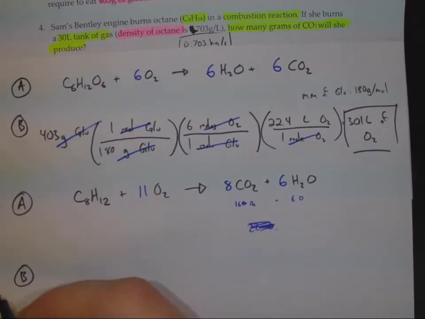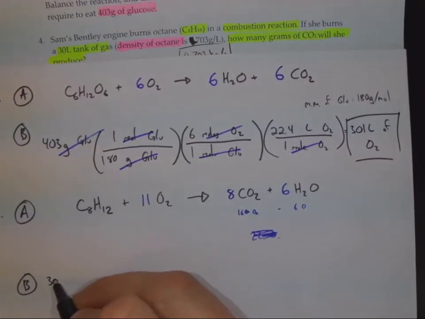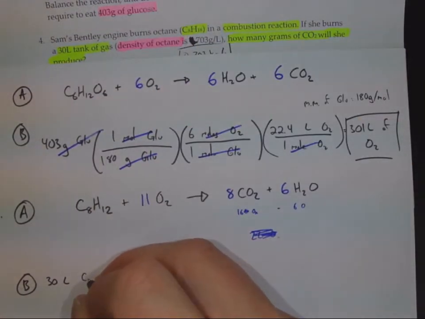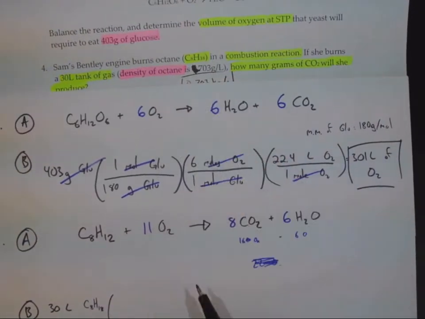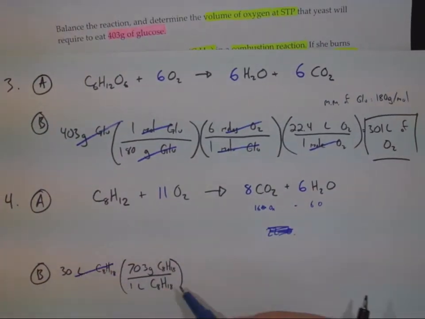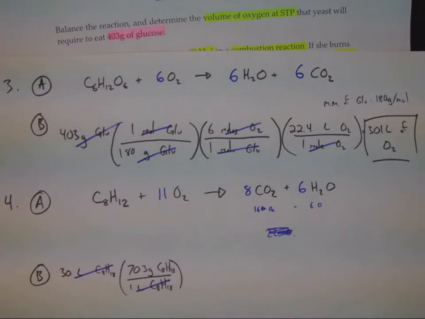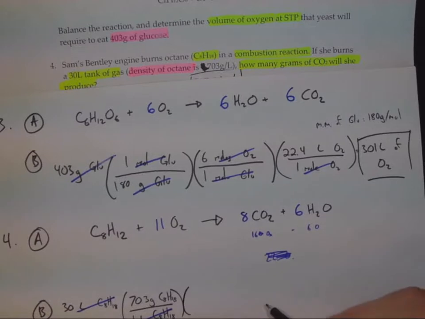Now, we're going to move on. We're going to convert. So now we know Sam has 30 liters of octane, C8H18. And we know the density of octane, so we can convert that into a number of grams of octane over 1 liter of octane. That's to cancel out the volume and turn it into how much it'll weigh. We're turning that into a weight. Next, we need to go to the mole bridge. We need to convert things into moles.